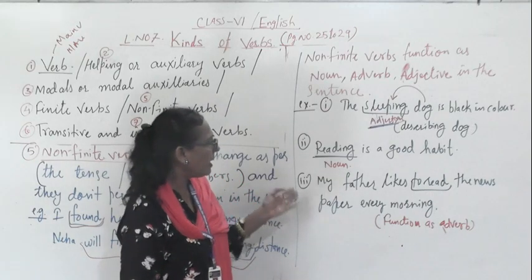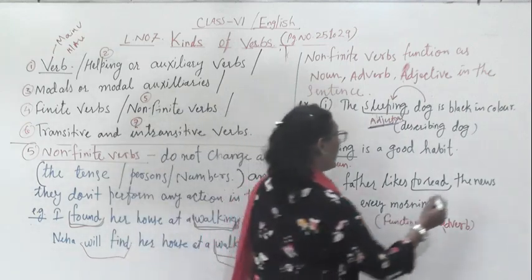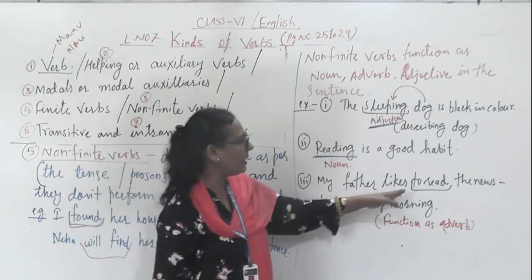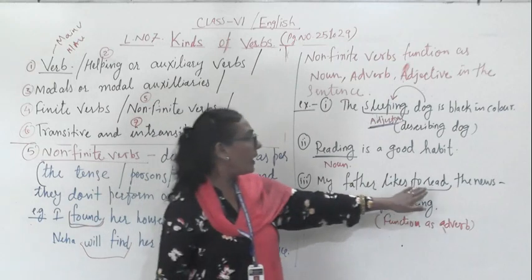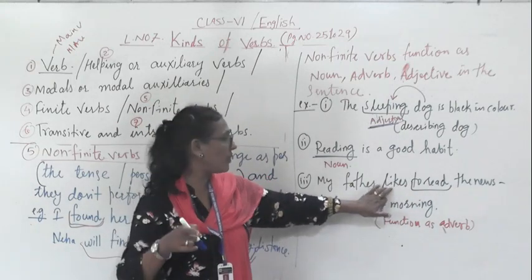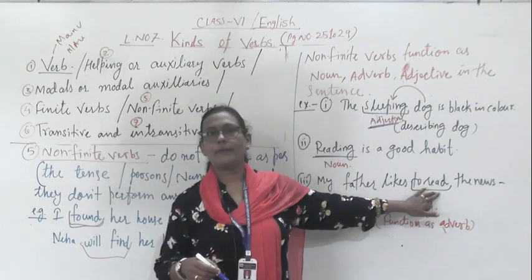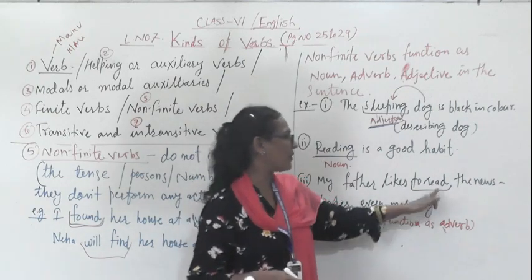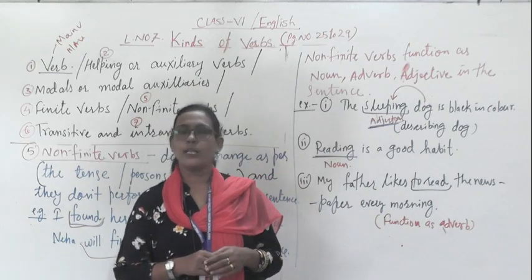Now the third one. My father likes to read the newspaper every morning, or we can say daily. My father likes to read the newspaper. It functions as an adverb. What he likes? It is telling about the verb. Which is the verb with your father? Likes. The verb is to read. Telling about the verb is called an adverb. It functions as an adverb. So this is a non-finite verb.